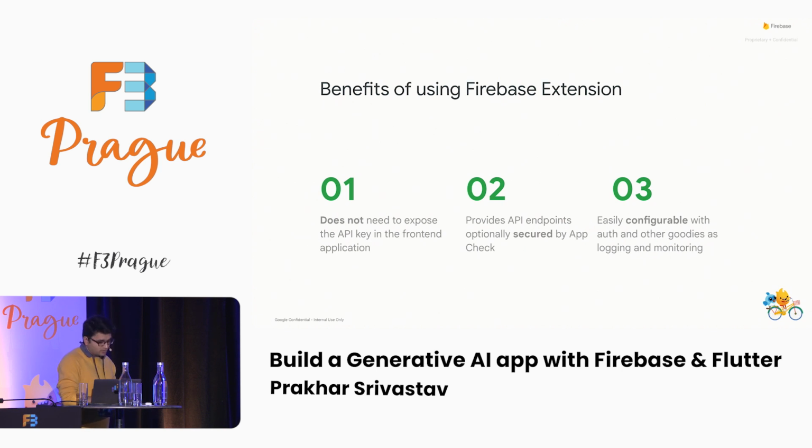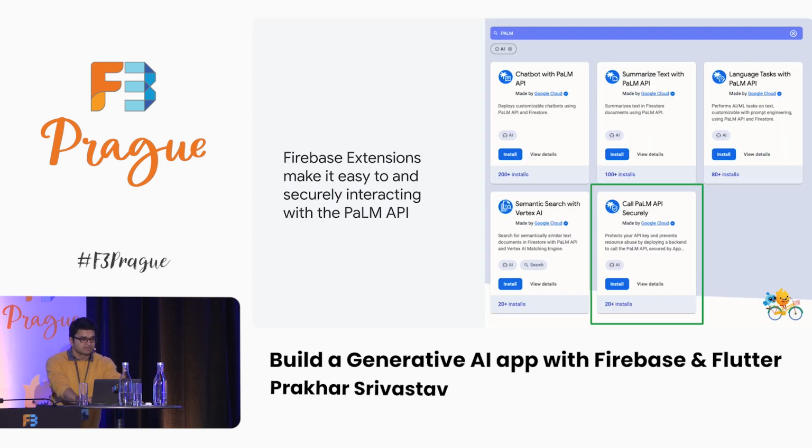One other plus point is that it also gives you API endpoints that are secured by App Check. What App Check does is ensure that if this is my backend and this is my front end, only my front end is calling my backend. No other random app is calling my backend, because I'm paying for my backend. So I want to make sure that only the clients that I allow are using the backend. Hopefully you're all convinced that a Firebase extension is the way to go in this case.